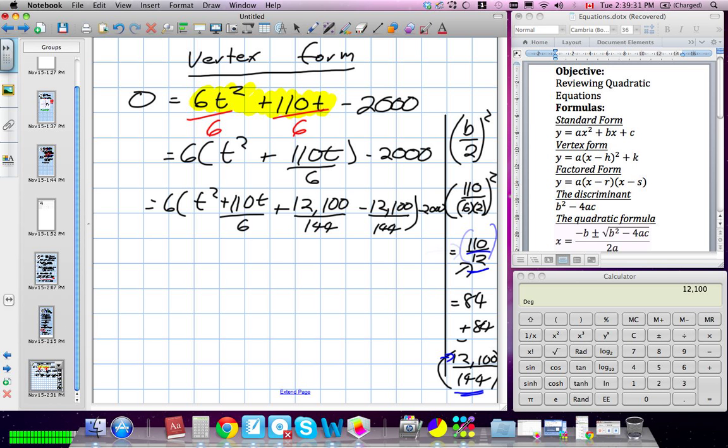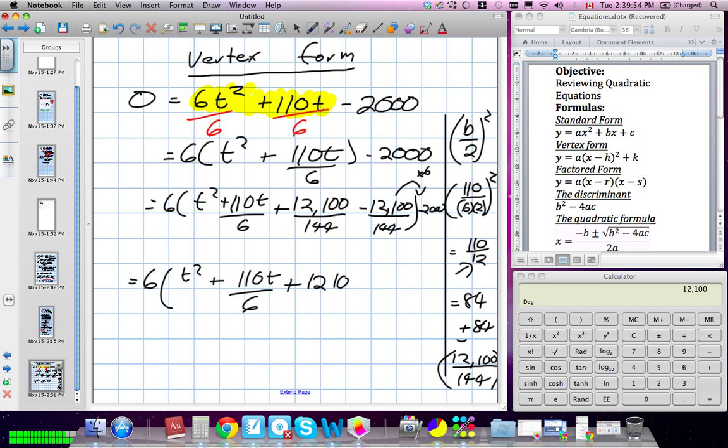We have to take out the negative term. So when we take it out, we have to multiply by our 6, right? So we have 6t squared plus 110t divided by 6 plus 12,100 divided by 144.